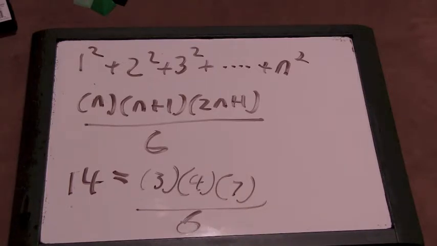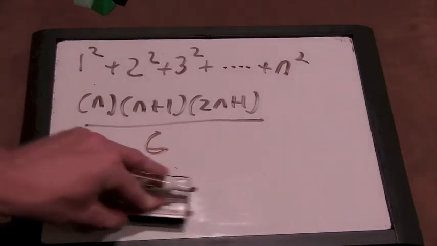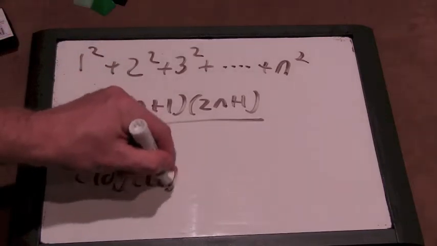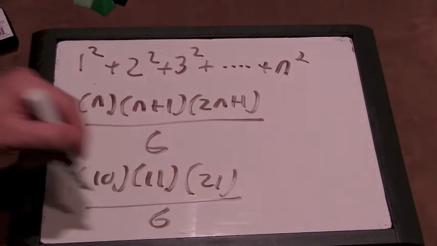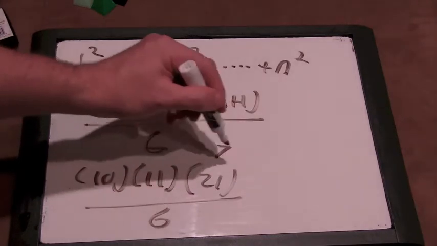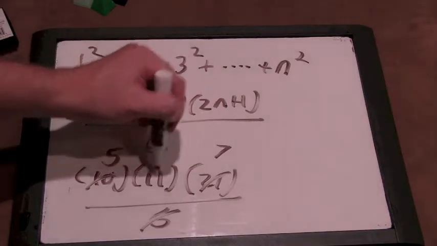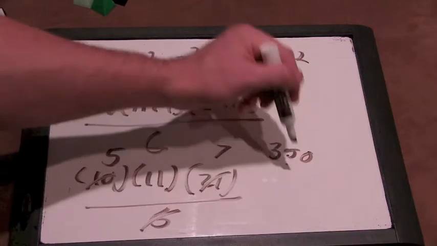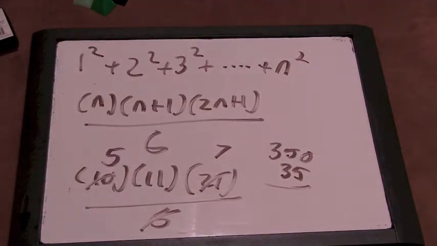That's interesting. So now with this formula, if you assume it's true, we could add up the first 10 squares really easily. It'd be 10 times 11 times 21 all over 6. The 6 is going to cancel, the 3 is going to cancel there, leaving a 7, and a 2 is going to cancel here, leaving a 5. So we get 35 times 11, which is 350 plus 35, to 385. So the first 10 squares add up to 385.